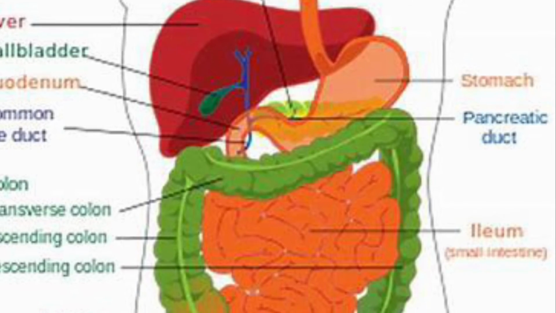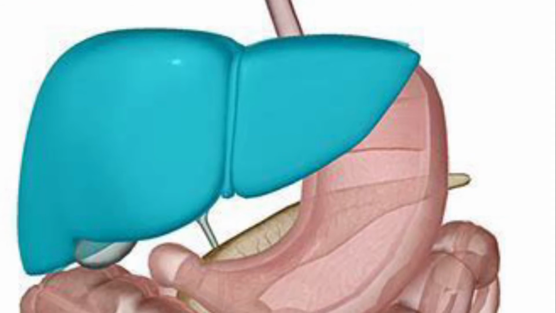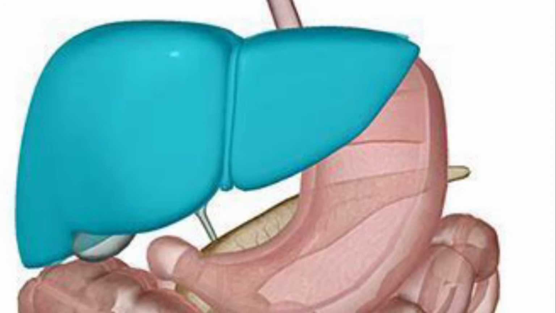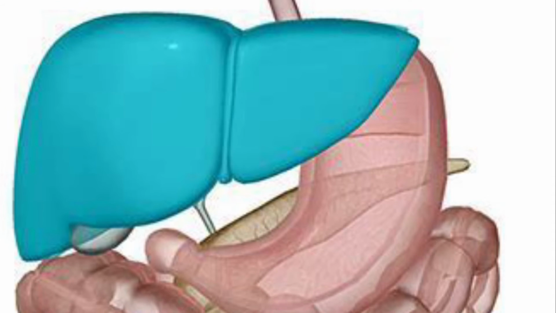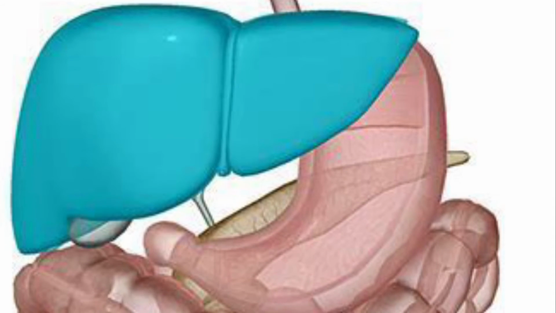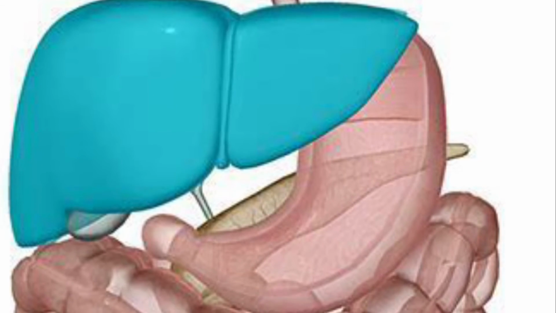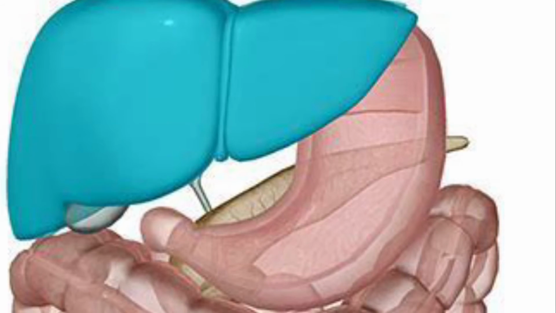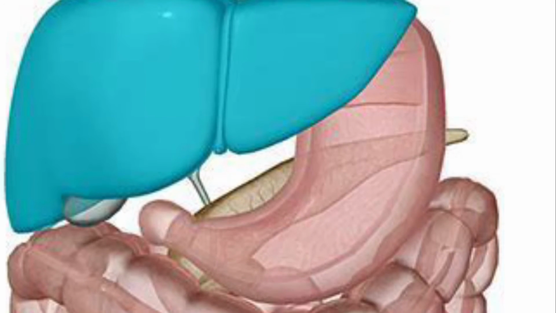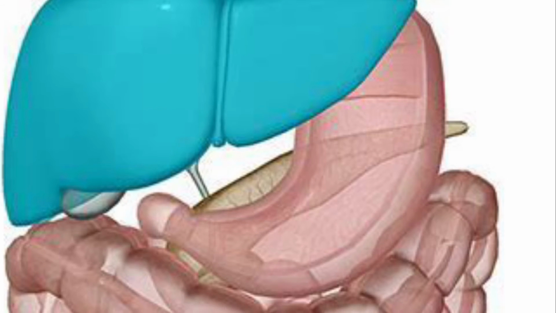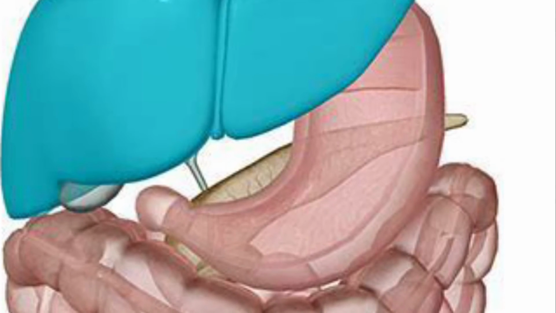Lastly, another important function of the liver is that it stores vitamins and minerals. The liver stores significant amounts of vitamins A, D, E, K, and B12, as well as iron and copper. This allows our body to keep these vitamins and minerals in our systems and to use them properly.